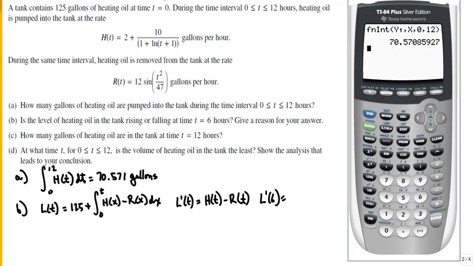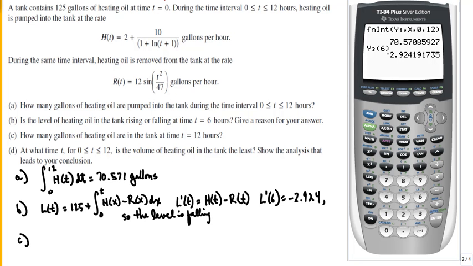To find the rate of change in the level at time t equals 6, I'm going to add a third function, which is the difference between y1 and y2, or h of t minus r of t. I'll come back out to the main screen and do vars, y-vars, function y3 of 6, and that gives me negative 2.924. Because that derivative is negative, more oil is leaving at that instant than is entering, and so the level is falling.